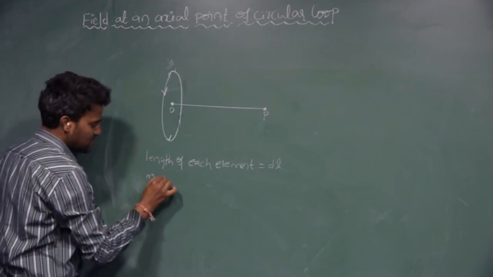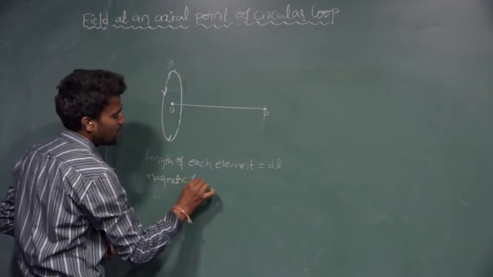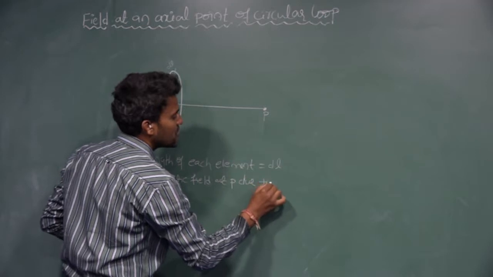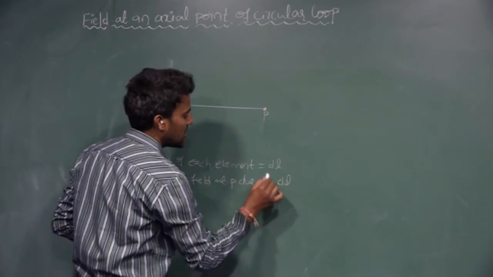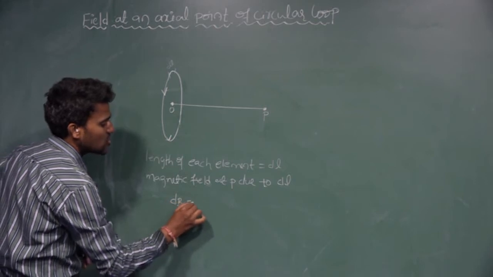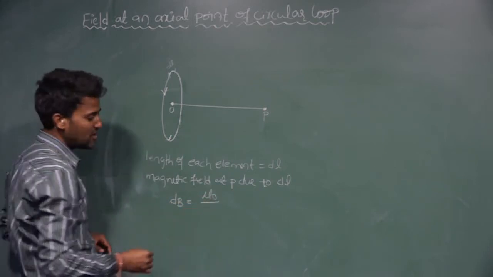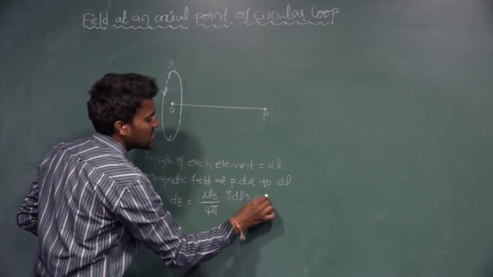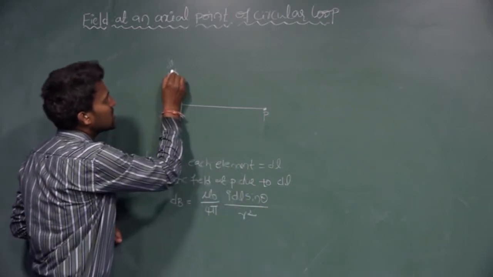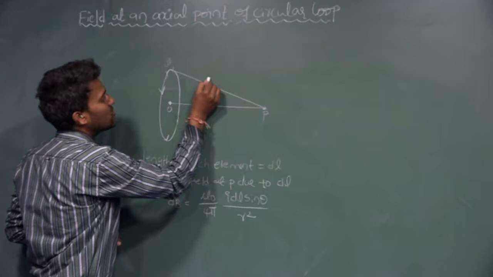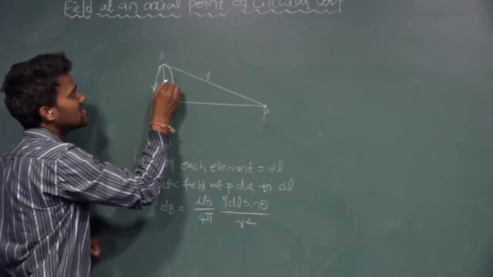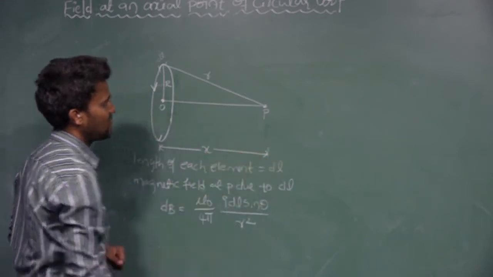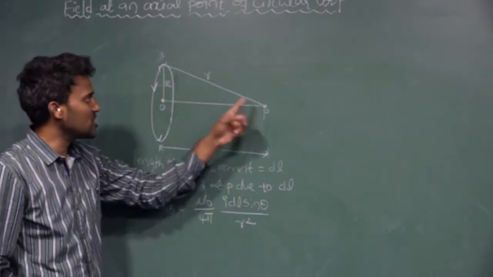Now, the magnetic field at P due to dl, I am writing here dB, is equal to, according to the Biot-Savart law, dB is equal to mu naught divided by 4 pi, I dl sin theta divided by r square. Here r is the distance from dl to point P, and the radius of the circle is capital R. The distance from point O to point P I am writing as x. So this r is the distance from here to here.